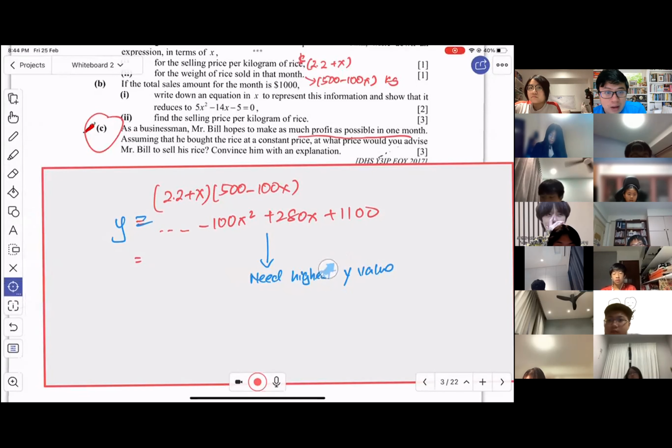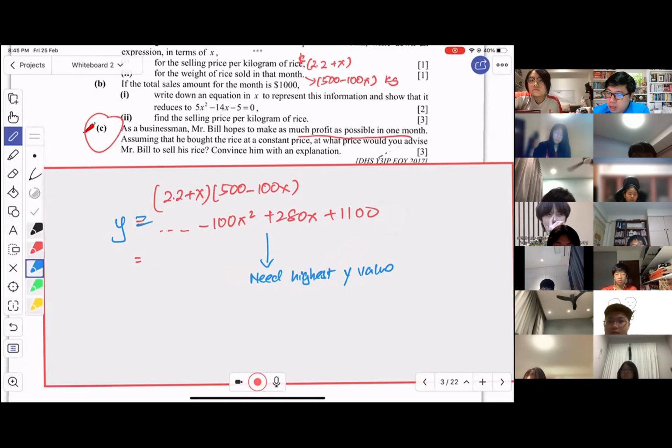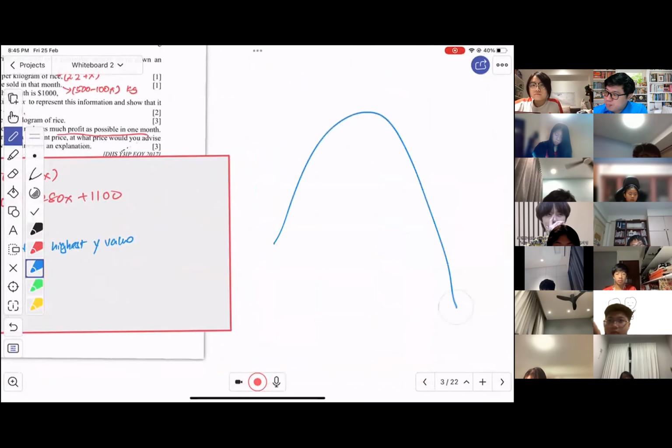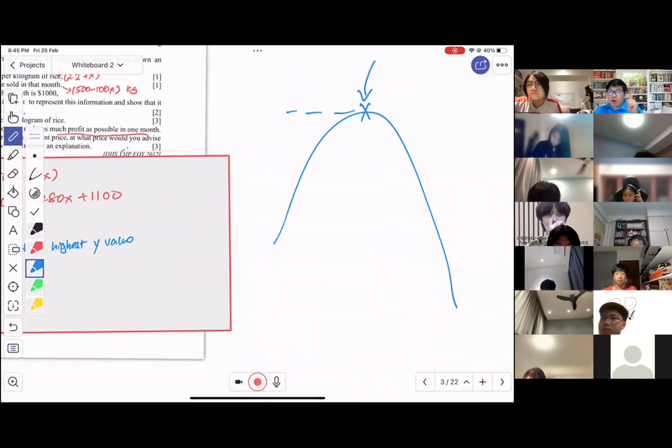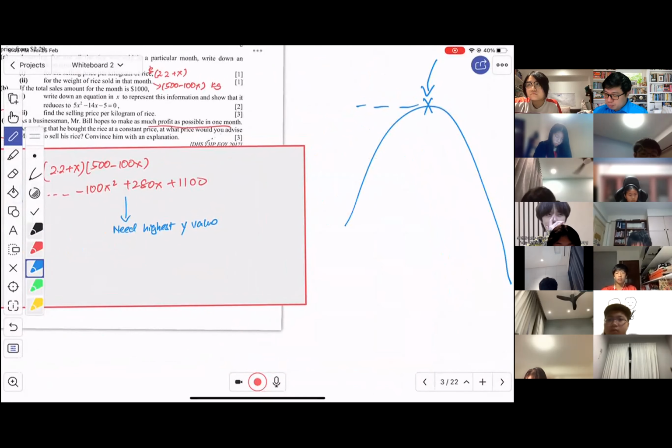I need the highest Y value. The highest Y value will give me the highest profit. So imagine if you draw a graph, something like that. You want your profit to be here, right? You want yourself to be making this amount of money, right? So what is the highest profit? Well, it's actually got to do with the turning point.